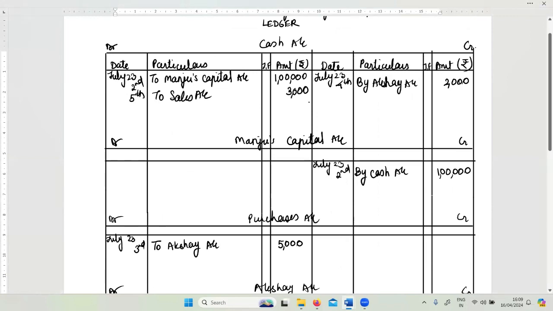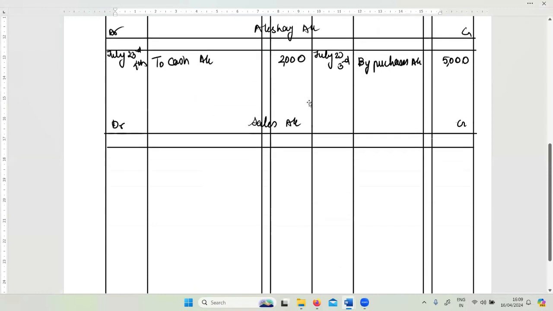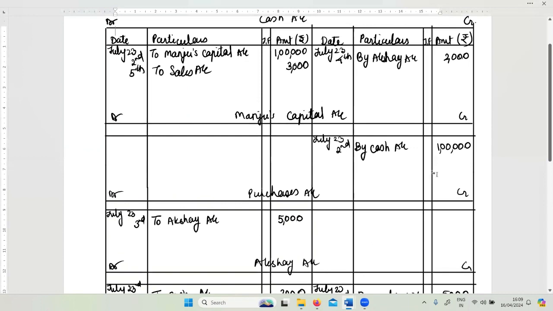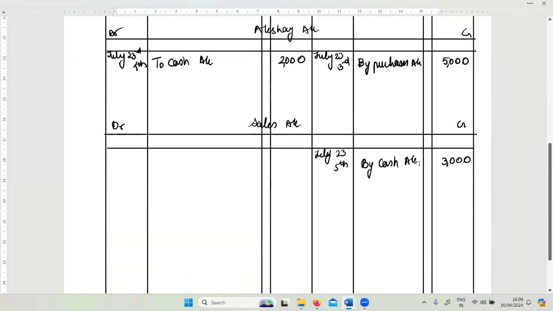Now the sales account is credited, right? So on the sales account credit side, I go July 23rd, on 5th of July, by cash. Amount of cash is 3,000. Got it? So basically your cash account is debit, sales account is credit, and to post it, I'm going to post the remaining part of that transaction on the credit side.